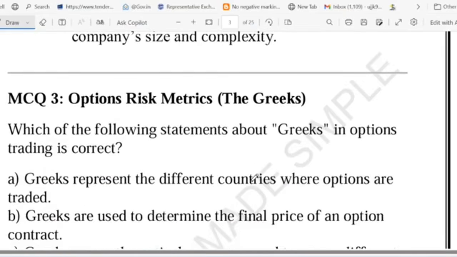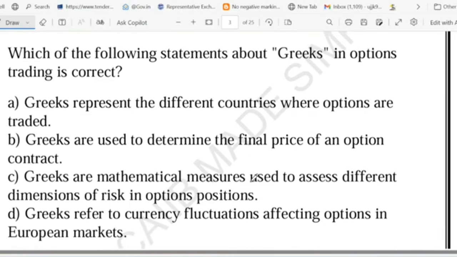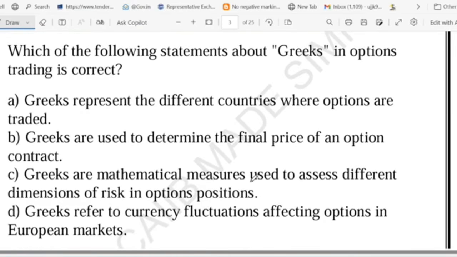Now let's go to question number 3, which is based on the option risk metric, that is the Greeks. Let's try to understand. The question is, which of the following statements about Greeks in option trading is correct? Option A says Greeks represent the different countries where options are traded. B says Greeks are used to determine the final price of an option contract. C says Greeks are mathematical measures used to assess different dimensions of risk in an option position. And D says Greeks refer to currency fluctuation affecting options in the European market. So which option do you think is correct?